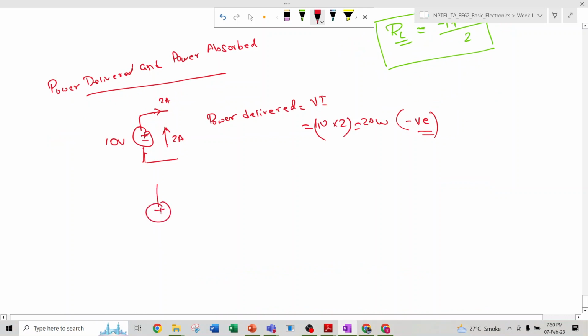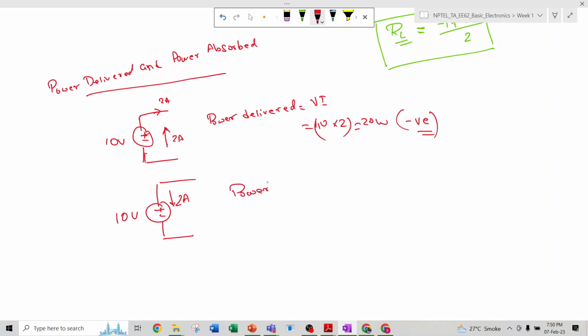Similarly, suppose there is a 10 volt source and a 2 ampere current is flowing, plus to minus, opposite to this direction. Then we will see how much power is absorbed. The absorbed power is nothing but V into I, that is 10 into 2, that is 20 watt. That we always consider as positive.